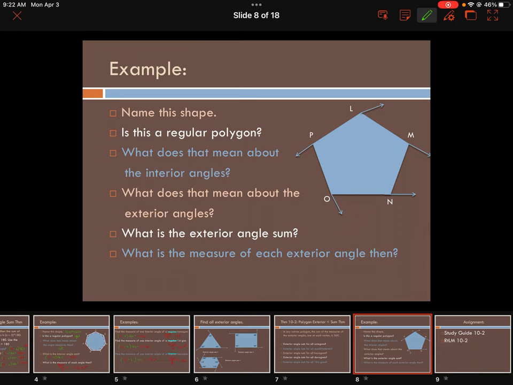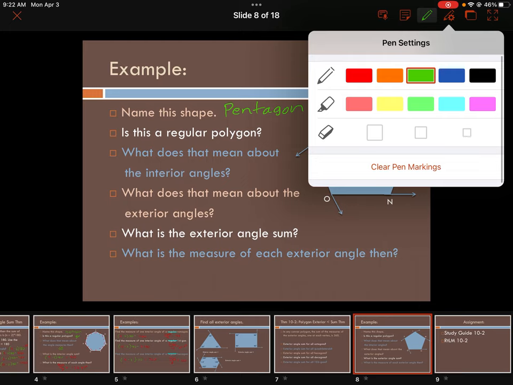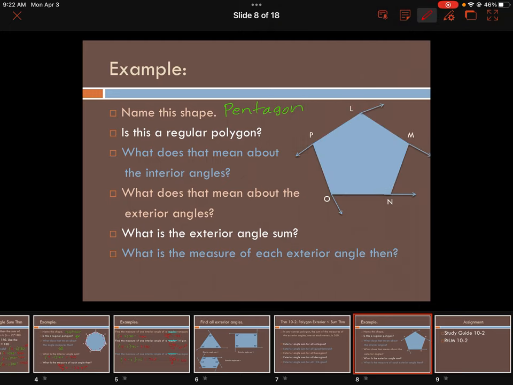Name this shape. It's got 5 sides, 5 vertices. This is a pentagon. Is this a regular pentagon? Well, based off of appearance, yeah, it kind of looks like it. I meant for it to be. So take a second, let's put those arcs in those spots. And then let's put those slashes there as well. I meant for this to be a regular looking pentagon.